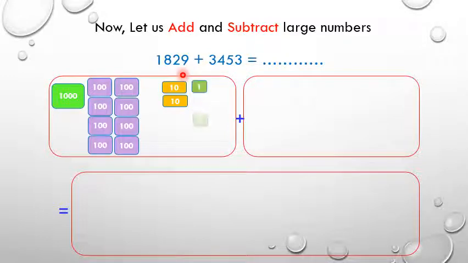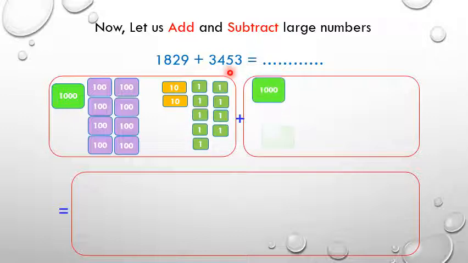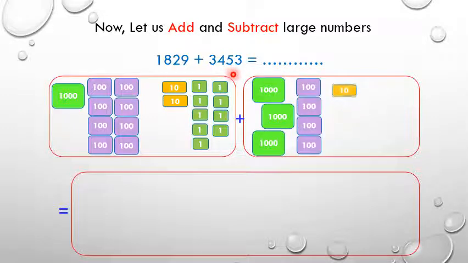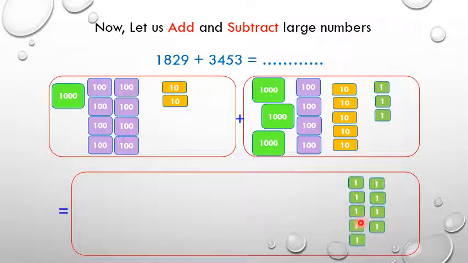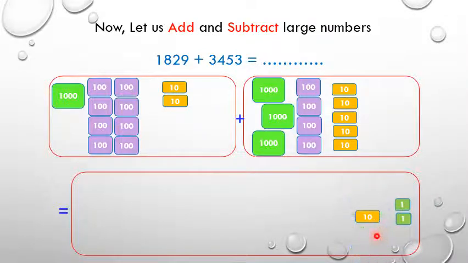1829 plus 3453. First of all, let's check if I can combine 10 in each of these places. In the ones place we have here 9, and this 9 needs 1 more to be 10. Then we will cancel it to put 10 with 10 here. We have here 9, and we need just 1 more to make it 10, and the rest will be 2 here. These 10 will be 10.